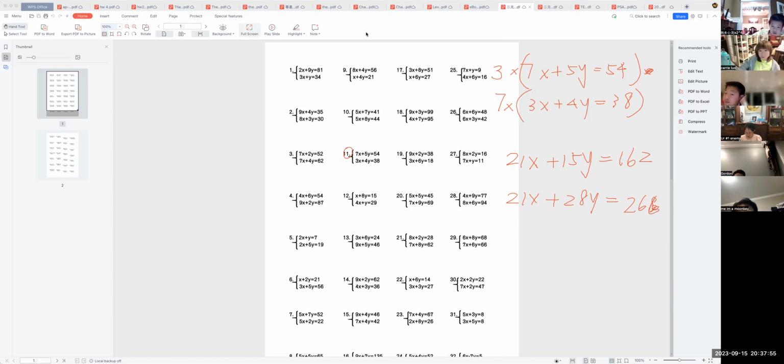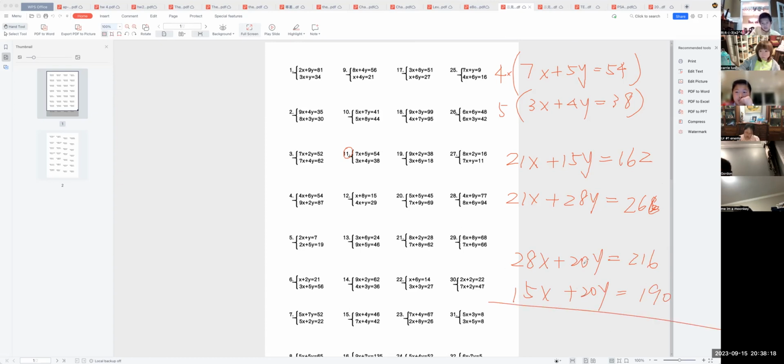Okay, or we have another choice: I don't want to get rid of x, I want to get rid of y, so it's y times 4 and times 5. So I get 28x plus 20y equals 216, or 15x plus 20y equals 190. Get it? So by minusing them, you get no y, and by minusing the others, you get no x. Okay, so this is how we get it.